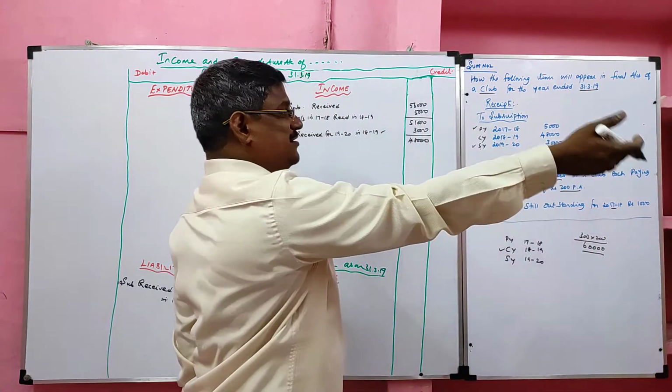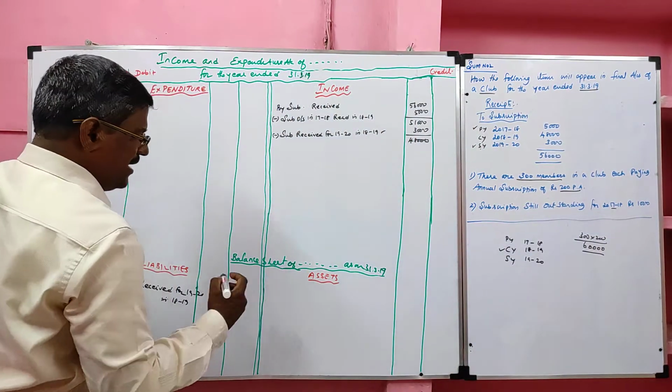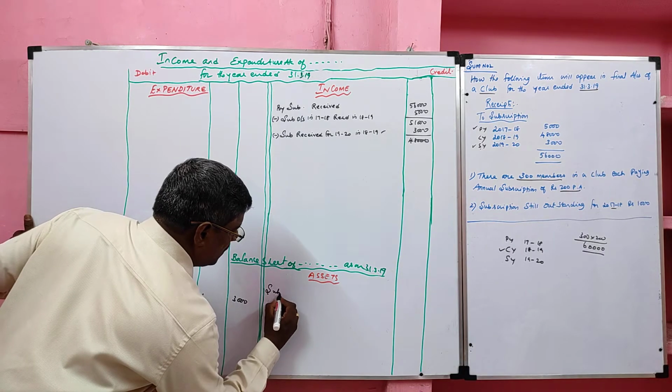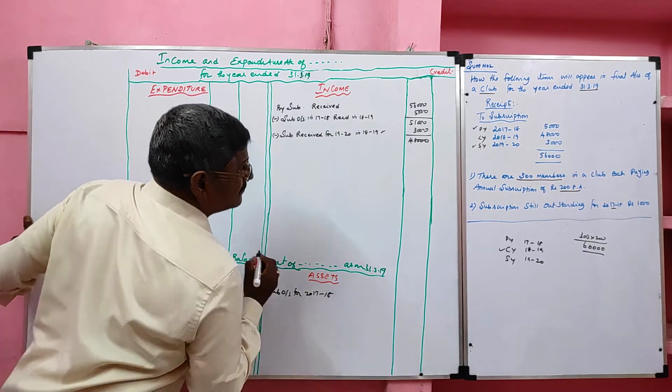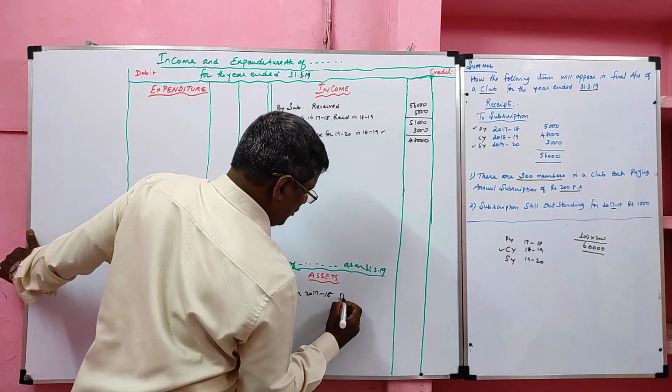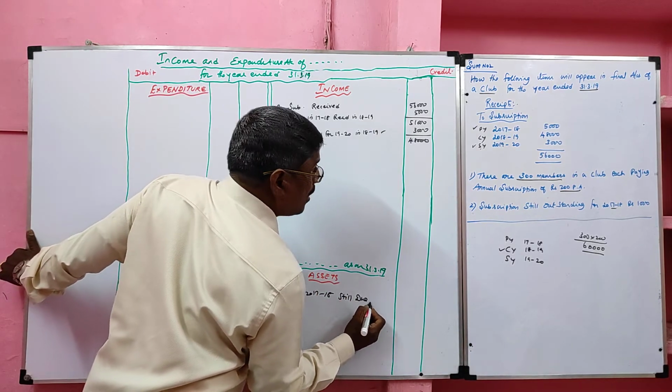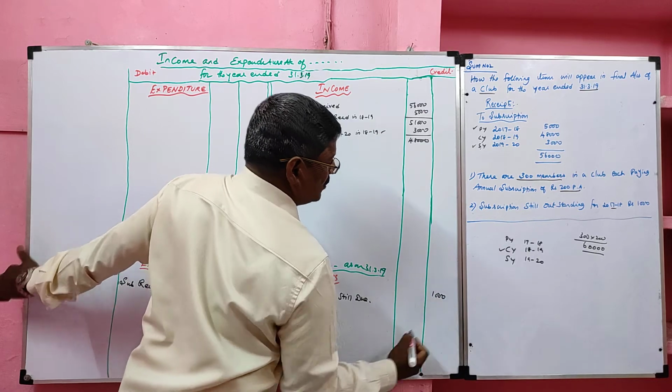Now, second one, subscription still outstanding for 17-18. So last year subscription still not received. It will go to the asset side. Subscription outstanding for 2017-18 still due. How much is its value? 1000.